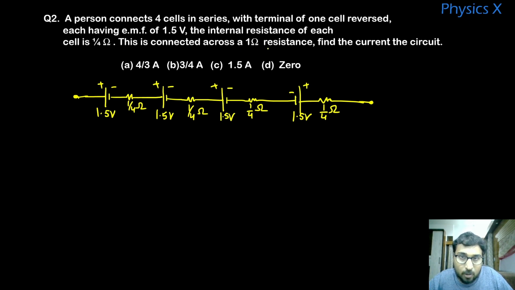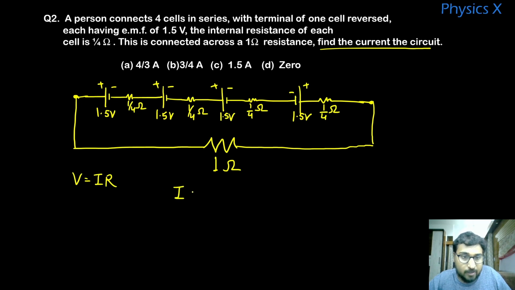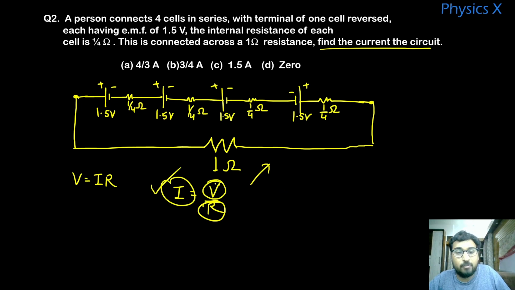Now this is connected across a 1 ohm resistance. So this whole combination of cells making a battery is connected to a 1 ohm resistance. This is your 1 ohm resistance. Now he's asking to find the current in the circuit. So we know that V equals IR, so I can write that I is nothing but V upon R. So I need to find the total voltage in this circuit and the total resistance in this circuit. Then I will be able to find the value of I.